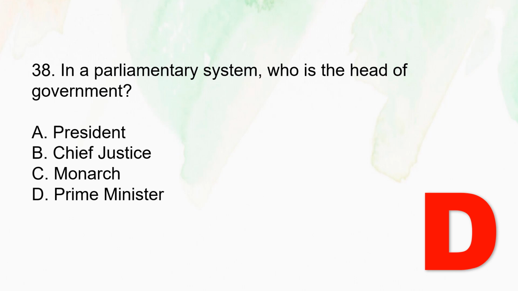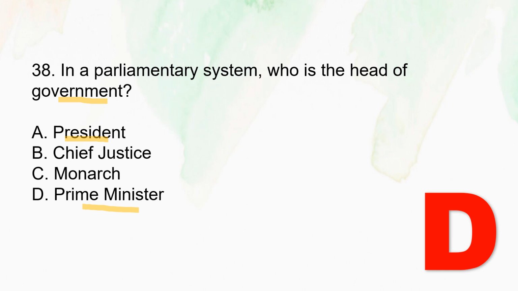Now let's discuss the role of the president in a parliamentary system. President is the head of the state. Again, head of the state. Prime Minister is the head of the government. Remember that. Again, the president is the head of the state in a presidential system, not the parliamentary one.